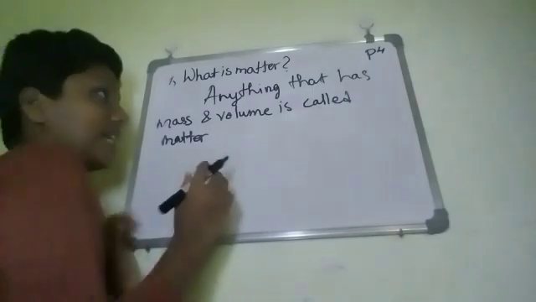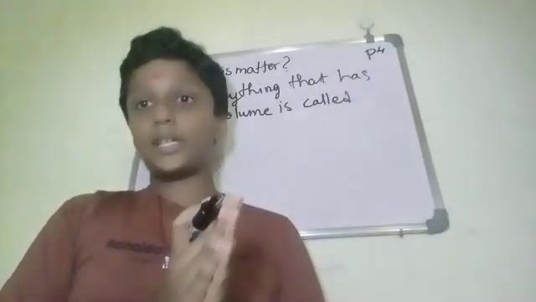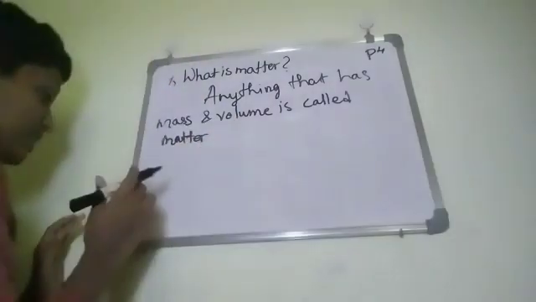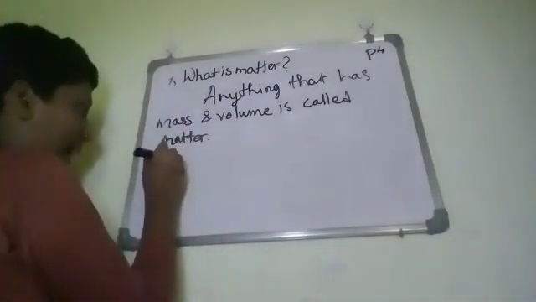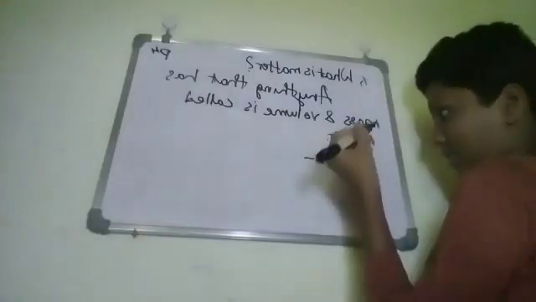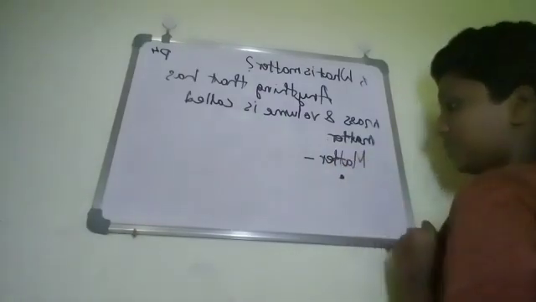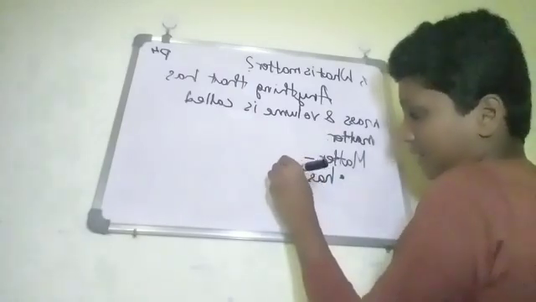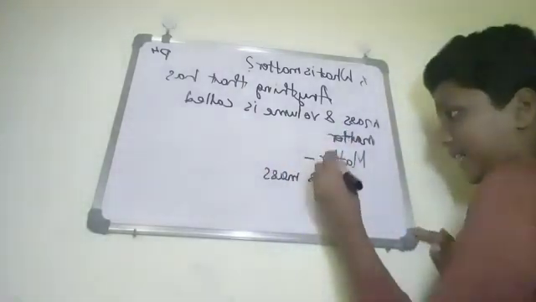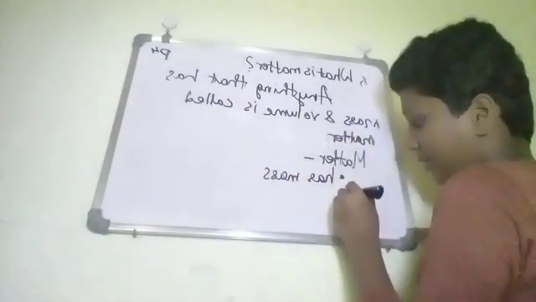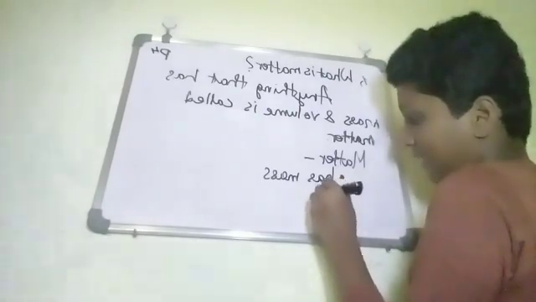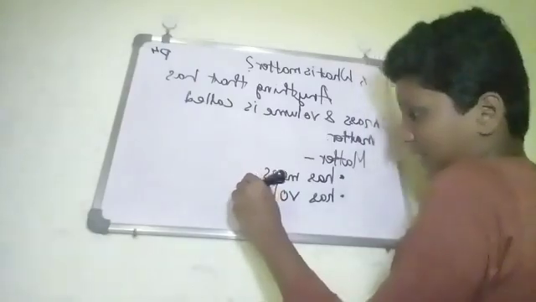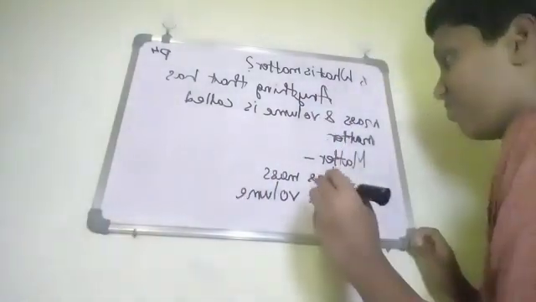Give the two properties of matter. What should you write? You should write matter, put a hyphen and give a bullet point. Matter has mass. That is its first property. And the second property, matter has volume. So these are the two properties of matter.